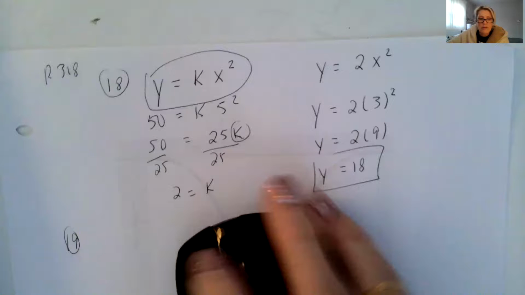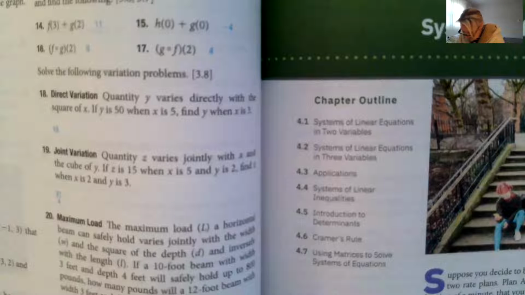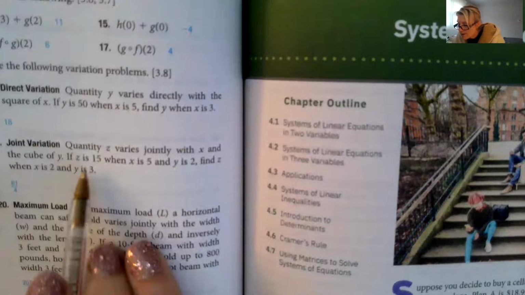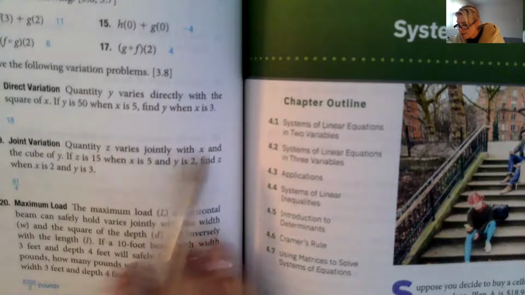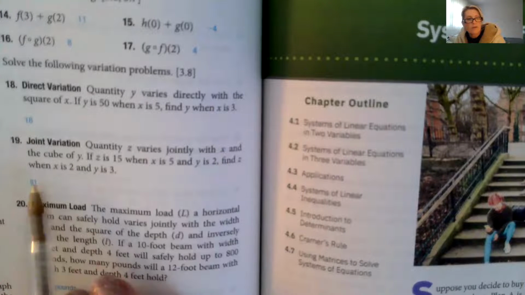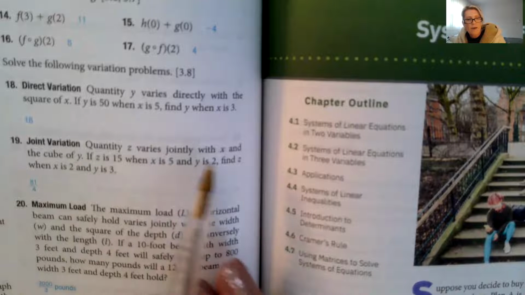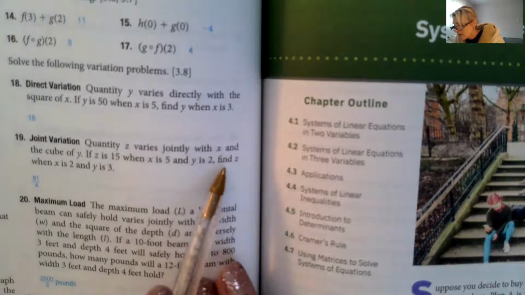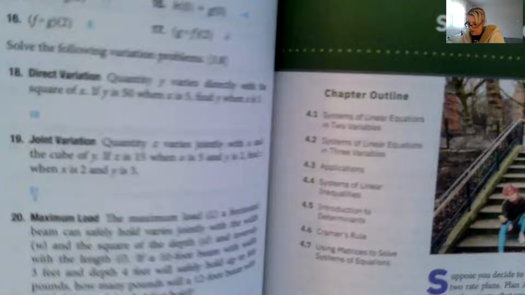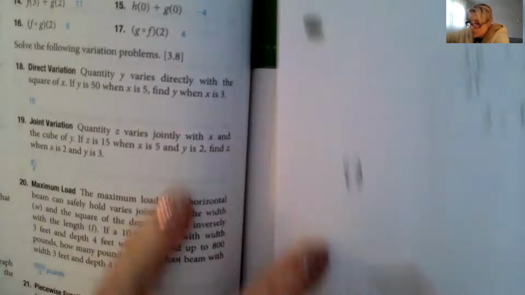So let's look at number 19 here. It says, a quantity z varies jointly with x and the cube of y. So jointly means we've got two variables over here. If z is 15 when x is 5 and y is 2, find z when x is 2 and y is 3. So first we have to write what we think this varying jointly means.